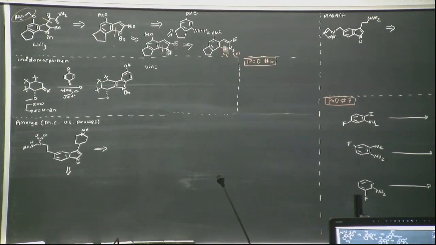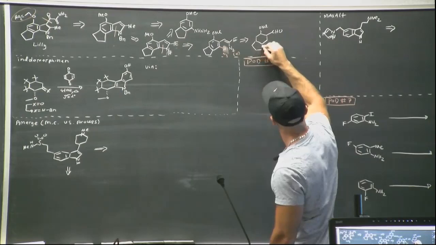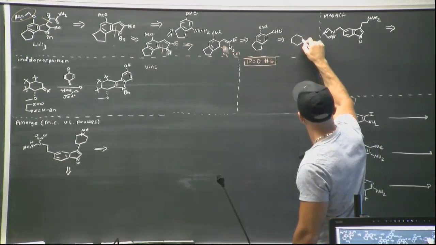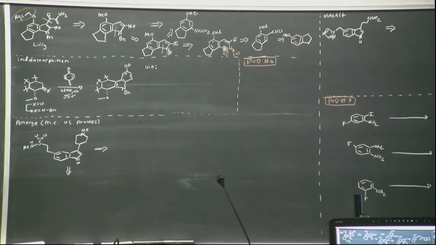Now, how do you make this thing? Well, this thing just comes from here. And this just comes from a formylation of a simple indane. A lot of ways to make indanes that are easy. In this case, you can buy that indane. You formylate it. It goes away from the substituent, so formylation takes place cleanly here. And then you do your Hemetsberger.